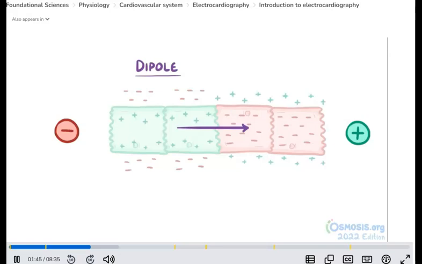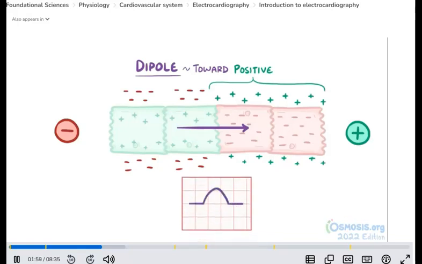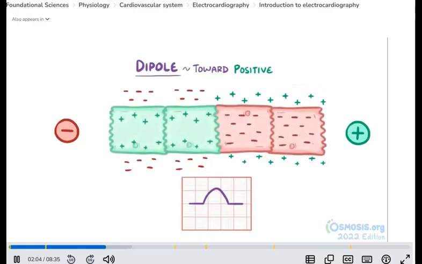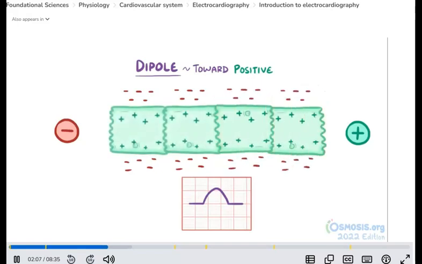And remember, the electrodes detect charge on the outside of the cell. So this points toward where the positive charge is outside the cell. Now, if there's a dipole vector pointing toward the positive electrode, then the ECG tracing shows it as a positive deflection. The bigger the dipole, the bigger the deflection. If we unpause this, then everything becomes depolarized. And since there's no difference in charge now, there's no dipole, and so there's no deflection.